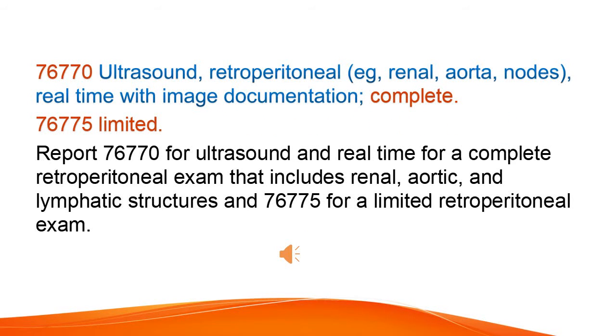Ultrasound, retroperitoneal, e.g., renal, aorta, nodes, real-time with image documentation, complete. Limited. Report 76770 for ultrasound and real-time for a complete retroperitoneal exam that includes renal, aortic, and lymphatic structures and 76775 for a limited retroperitoneal exam.